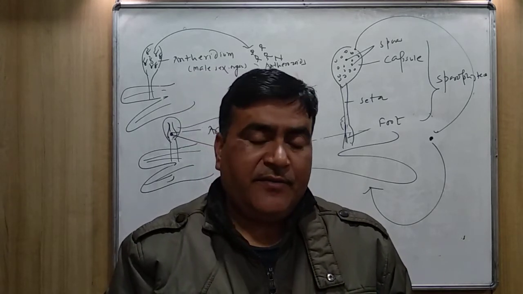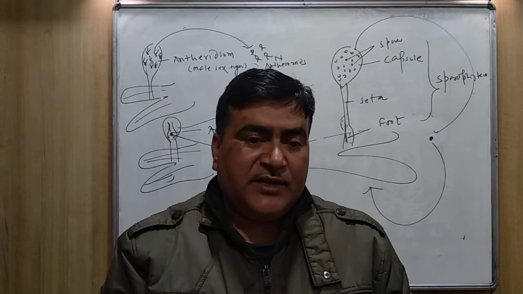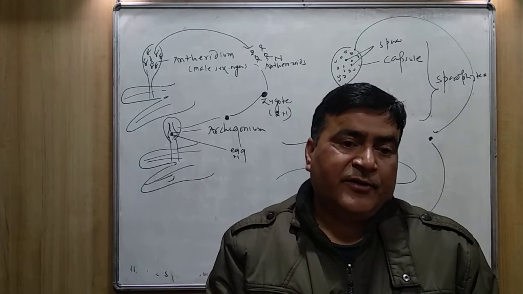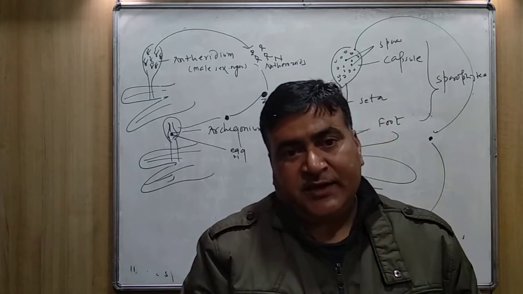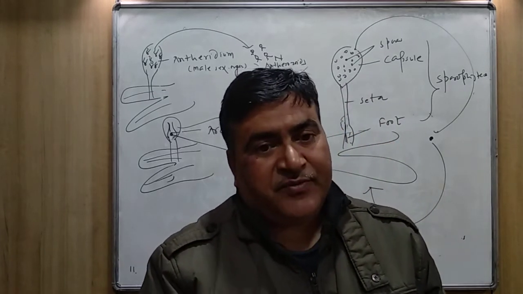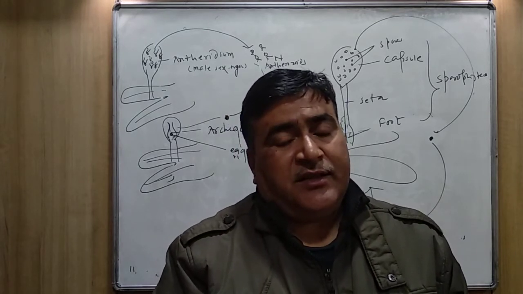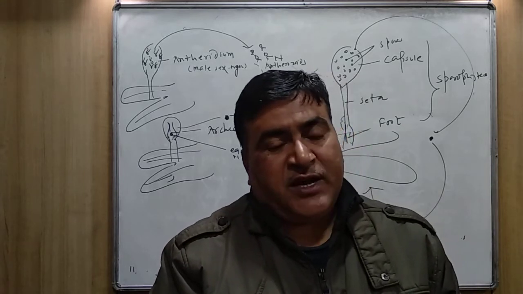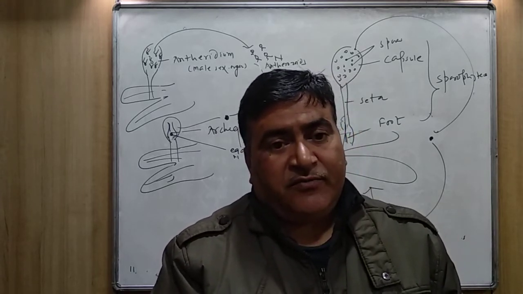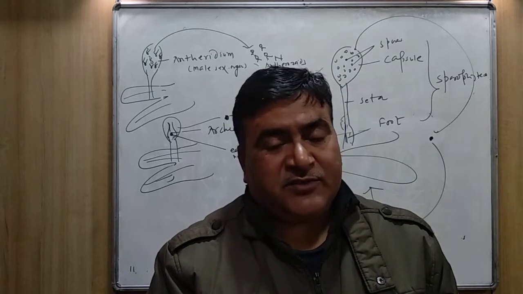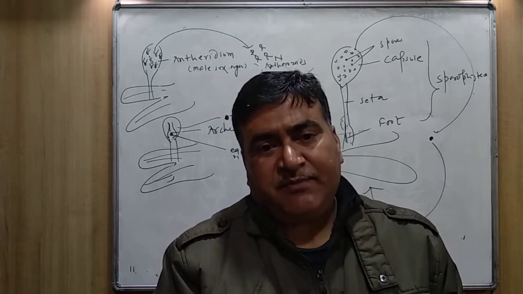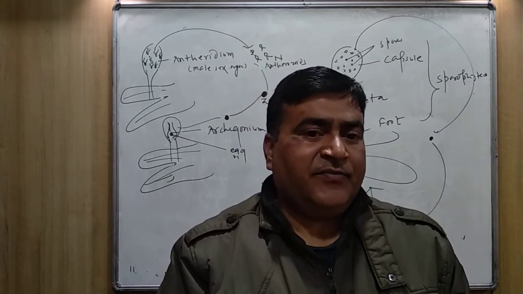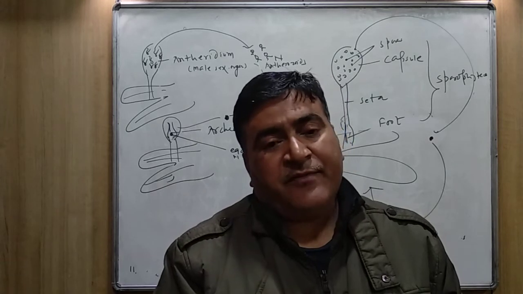Once again, let me explain all these points. As I told you, the members of the bryophytes are known as amphibians of the plant kingdom. These are the main points. The bryophytes don't have the vascular strand. They don't have the xylem and phloem. The vascular system is absent, except in mosses, because mosses are slightly advanced. Some vascular strands are found.